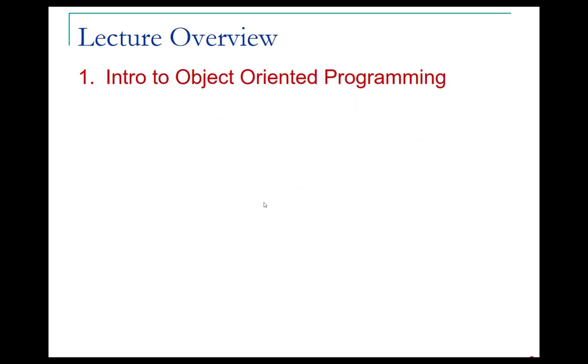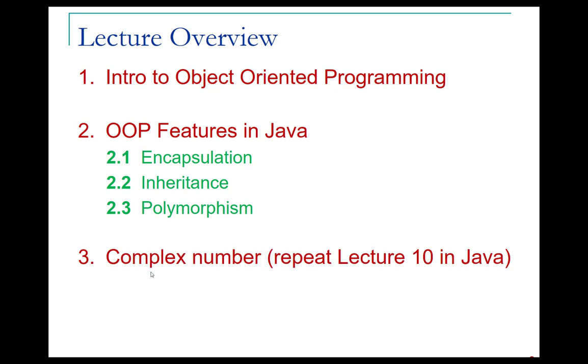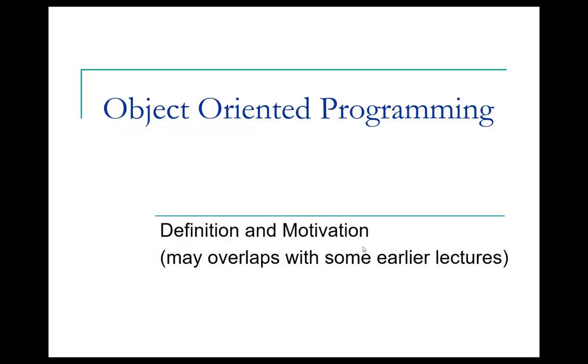In this video, we first go through simple notions about object-oriented programming, and we will examine Java in particular for its encapsulation, inheritance, and polymorphism, which are concepts in object-oriented programming. Then we look at the class complex number, which was done in Python in lecture 10. Here, we repeat it in Java. We go through in a few slides important notions about object-oriented programming.